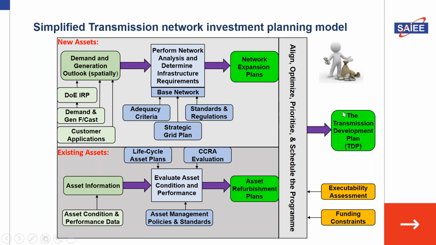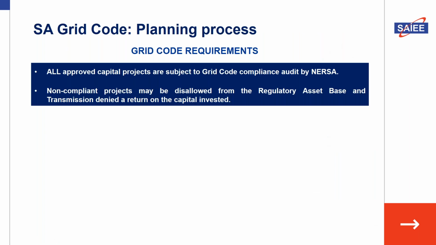And ultimately, we have a prioritized list of the transmission development plan for the next 10 years. Now, from the grid code, when we're going into the planning process, all approved capital projects are subject to the grid code compliance audit by NERSA, as I mentioned before.